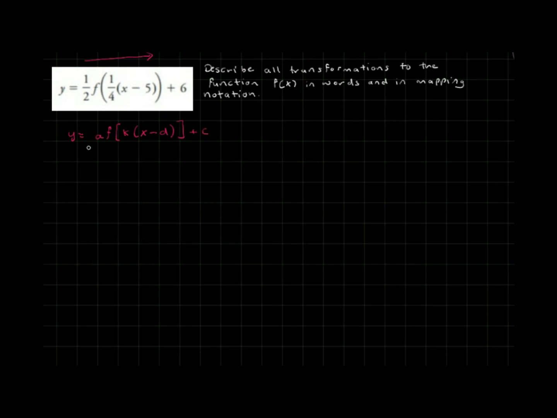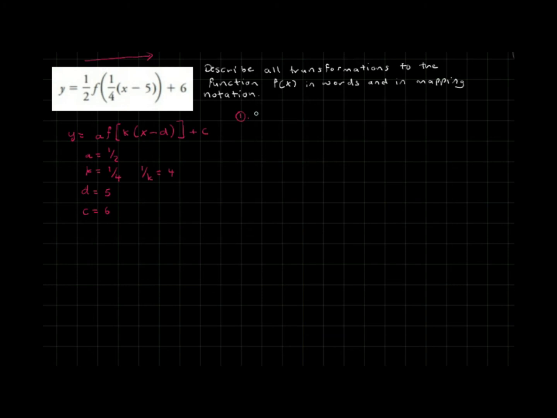The first transformation refers to our a value, which is the vertical stretch or shrink factor. Here a is 1/2, k is 1/4, so 1 over k, which is the factor for the horizontal stretches and shrinks, is 4. D here is 5, and C here is 6. I'm going to use these values to write down my transformation.